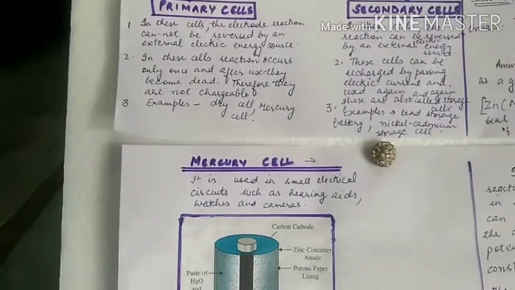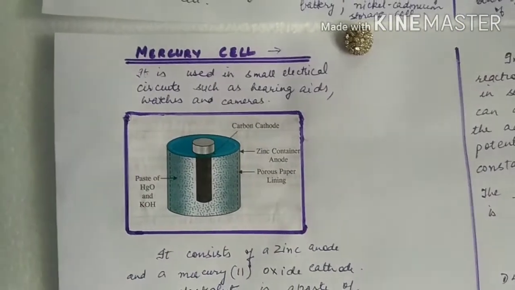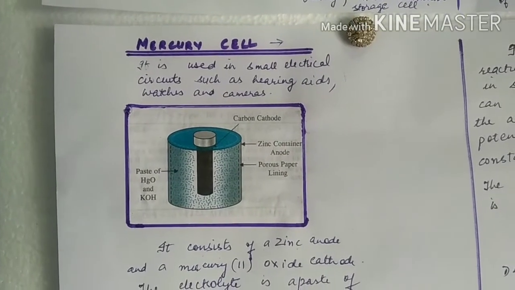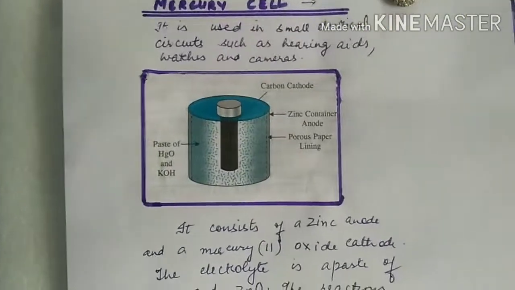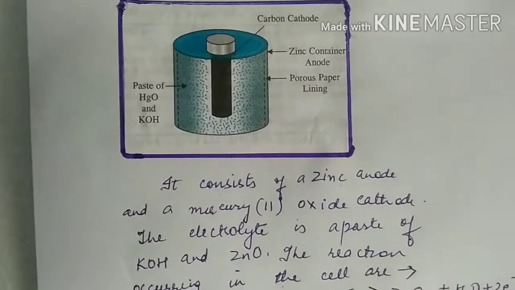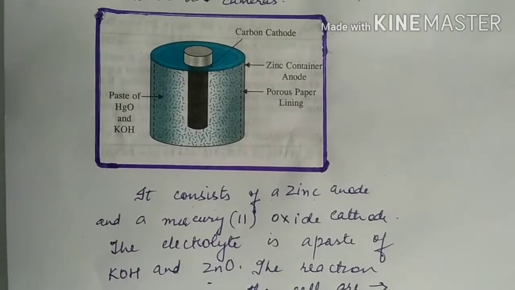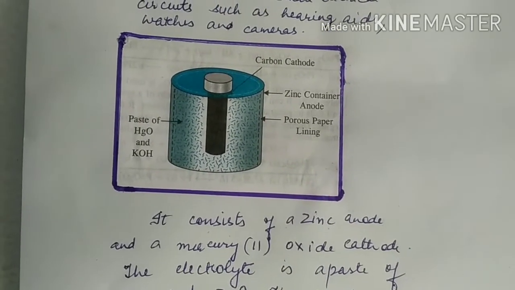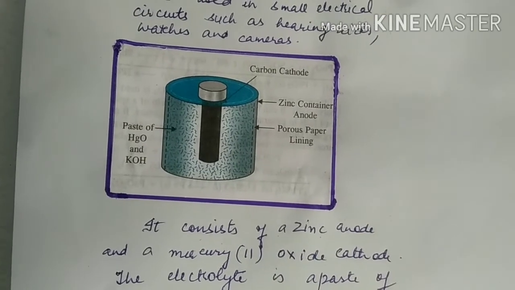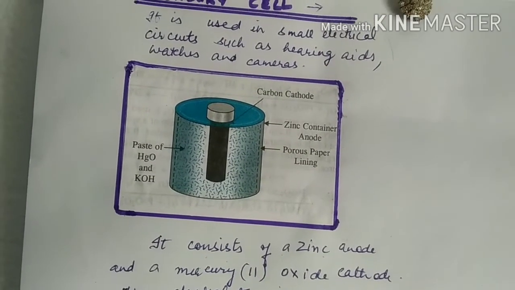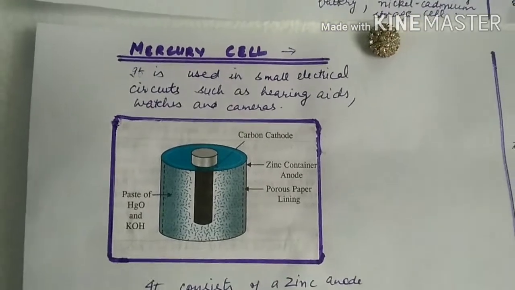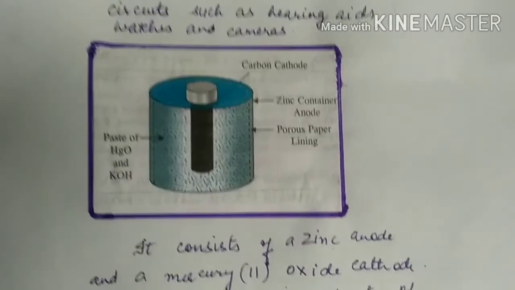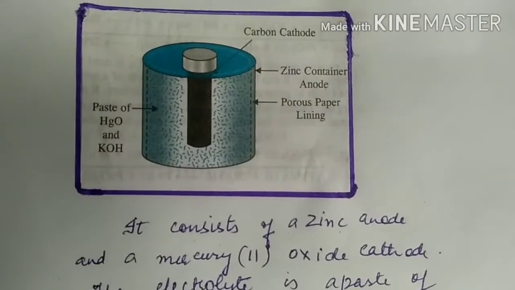The second type of primary cell is the mercury cell. It is used in small electrical circuits such as hearing aids, watches and cameras. It consists of a zinc mercury amalgam which acts as anode and a paste of mercury II oxide and carbon as the cathode. The electrolyte is a paste of mercury oxide and zinc oxide.